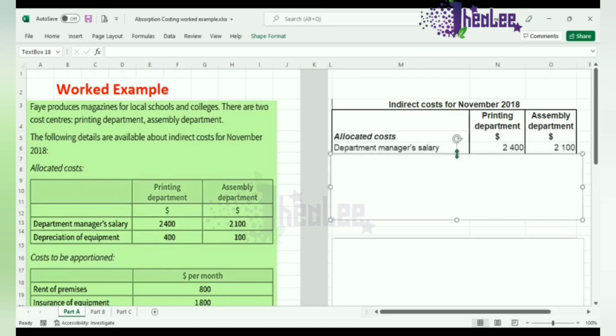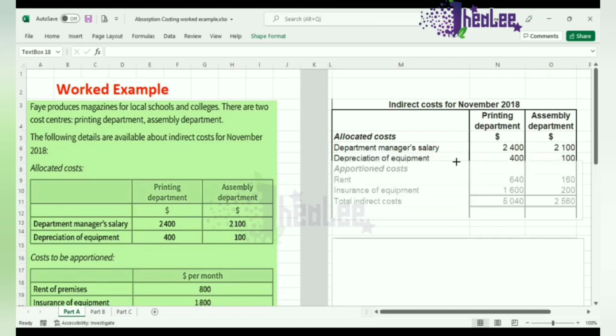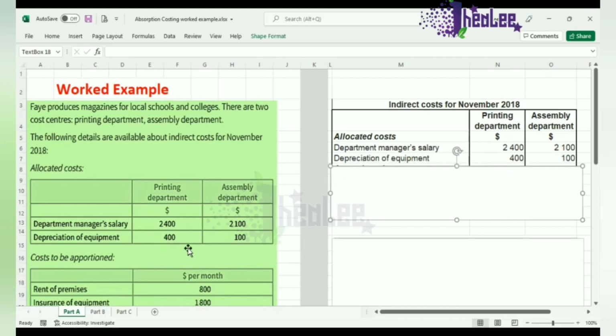The first we're picking up is the allocated cost. If you look back at your question, you would realize that the department manager's salary for printing department is 2,400, and that is what is transferred to the table for the printing. While for the assembly, it is 2,100, so that entire cost is placed there. In terms of allocated costs, again, we have the depreciation of equipment, and the cost related to printing is 400, and we're putting all of that cost because that is a value that is allocated to the department. For the assembly, the total cost allocated for the depreciation of equipment is $100.